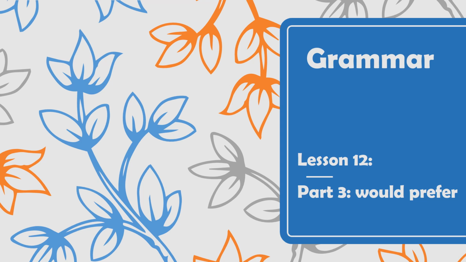Today we are starting the third part of lesson 12 in the grammar, which is talking about would prefer. Would prefer is very close to would rather. They have nearly the same meaning, but they have different structures. Let's understand this in detail.